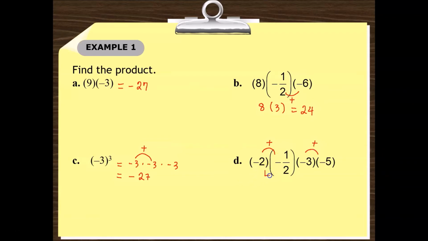Now for the first set, we can go straight and get the half of 2. And half of 2 we all know is 1. And 1 times 3 times 5 is 15. So the final answer is 15.